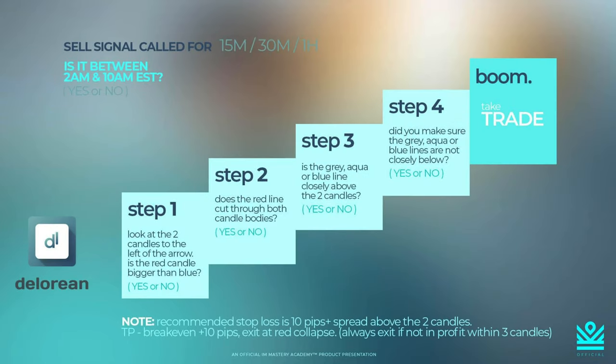This first cheat sheet is a sell signal for the short-term trades. Okay, 15-minute, 30-minute, 1 hour. And notice on the top left corner, it says blatantly, is it between 2 a.m. and 10 a.m.? That is your question that you must answer before you actually take a trade on the short term. It needs to be in that window, because that's when the most volume is coming from New York session to London session. That only goes for the 15-minute, 30-minute, and 1 hour time frames. Okay, so just write those down.